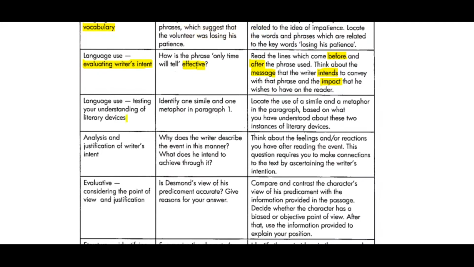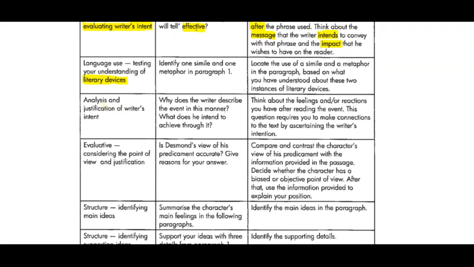Next is basically language use, but more focused on just literary devices. So for example, what is a simile, what is a metaphor. You need to just identify them, and sometimes you just have to explain what kind of effect they achieve, and why they are effective in achieving this effect.